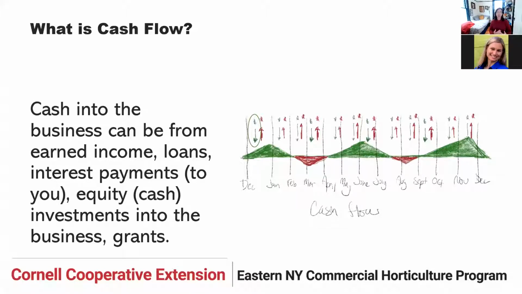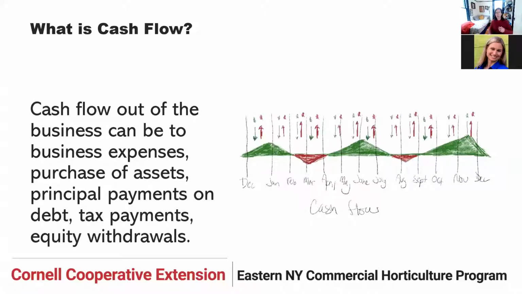Cash can be from an equity investment into the business. It could be like off-farm money, where you've got a different job, you get some money and you put it into your farm to help pay some bills. That could be an equity investment into it. It could come from a grant. There are lots of different places cash can come from. Ideally, if you're running a business, it's coming from income, but it's not only just income.